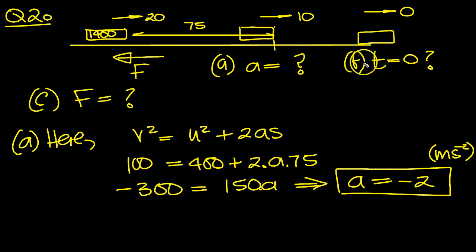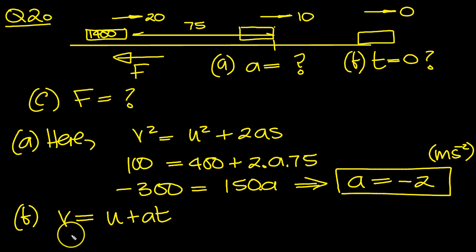Now the next thing is to find t, the total time here when it got down to 0. We now know the acceleration. We know the final velocity is 0. So the formula here is v equals u plus at. So v is 0. The initial velocity is 20. The acceleration is minus 2. And we need the total time to go from 20 down to 0, don't we? So we put that in.